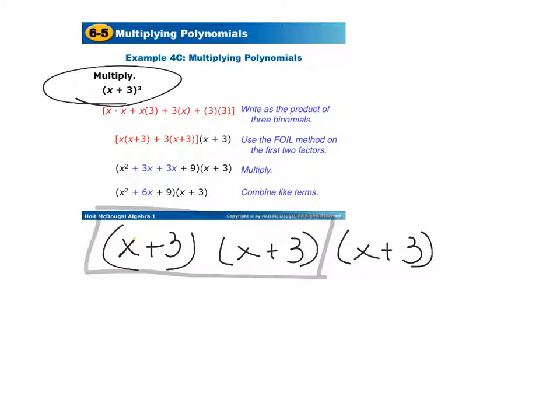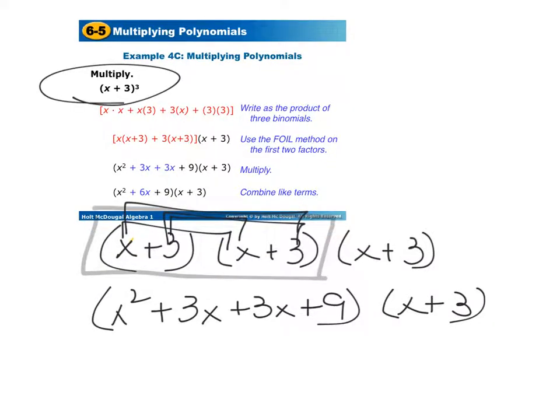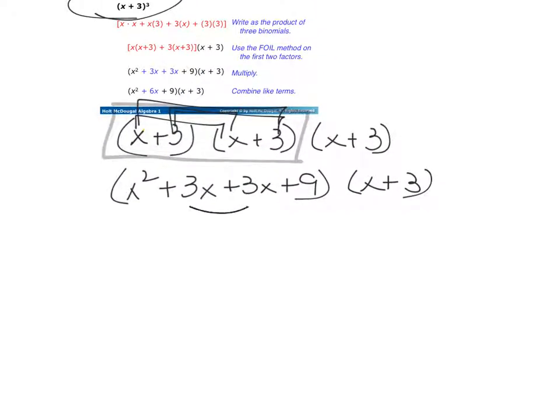Okay, so I'm going to FOIL the first 2. And I get x times x is x squared plus 3x. So first, outside, inside, last. Okay, now I still have this one over here. I'm going to simplify this, and then I end up with x squared plus 6x plus 9.